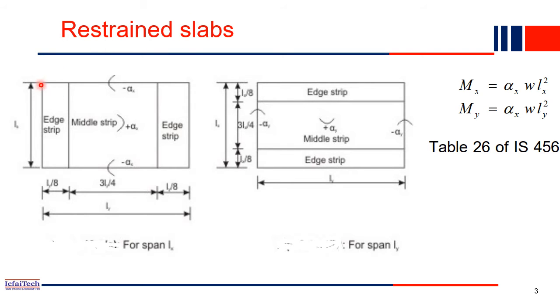So basically, restrained slab means these four corners will be restrained against upliftment. These four corners won't be going up. So in that case, near the corners you will have negative moment, as I discussed earlier also.